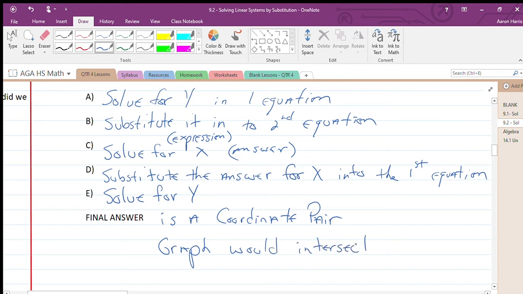Does that make sense? So here's a step-by-step process by which you could always go over these systems. And if I want to use substitution, this would lead me to being able to get an answer, or a coordinate pair. Okay?